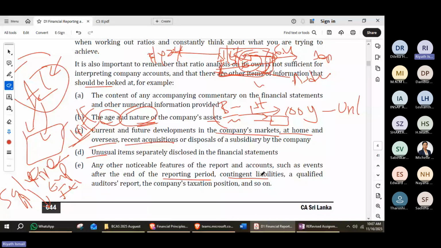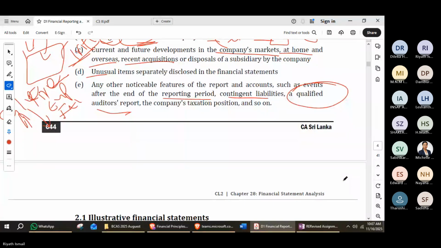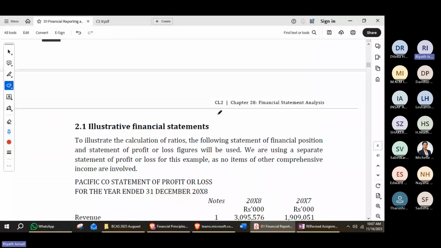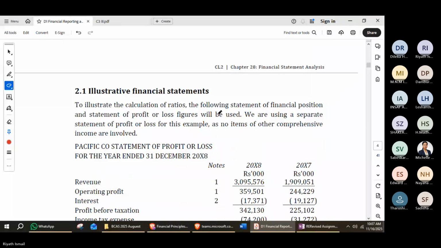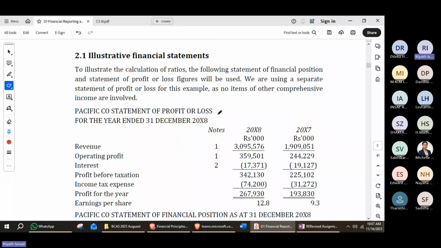Contingent liabilities, court cases, and it may owe a huge payable like that. Qualified auditor report and sometimes adverse opinion. Qualified report, company tax position, and many things you have to consider when you do the financial statement interpretation. Right. Let's see.